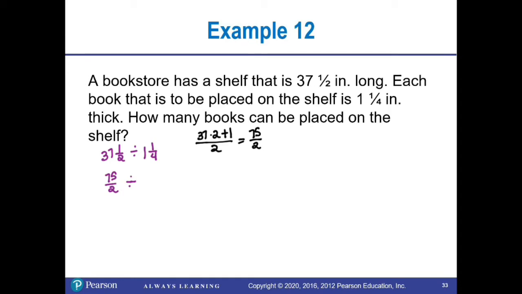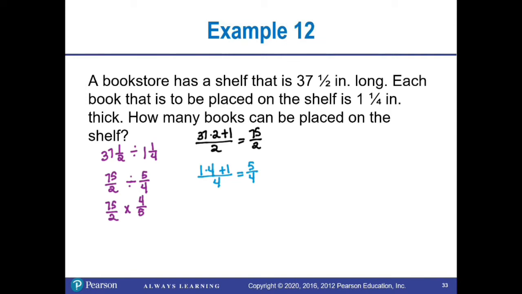And then change 1 1/4 to an improper fraction. We have 1 whole. Our whole is divided into 4 parts, so we multiply times 4, plus 1 more part, divided by our 4 parts. 1 times 4 is 4, plus 1 is 5, divided by our 4 parts. So 1 1/4 is the same thing as 5/4. Our rule for division says we bring down the first fraction, we change division to multiplication, and we write the reciprocal of the second fraction. In other words, we invert and multiply.